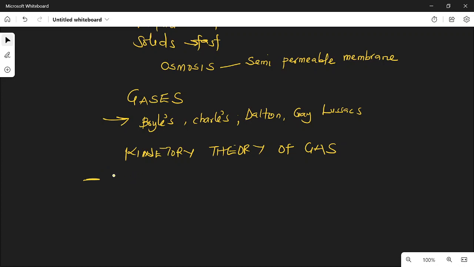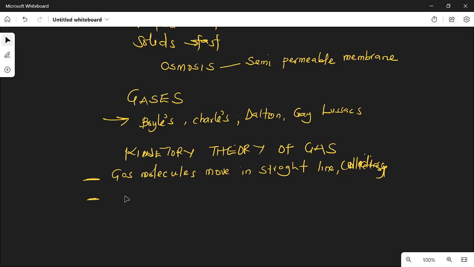And the first theory is that gas molecules move in straight line motion, colliding with themselves and with the wall of the container.